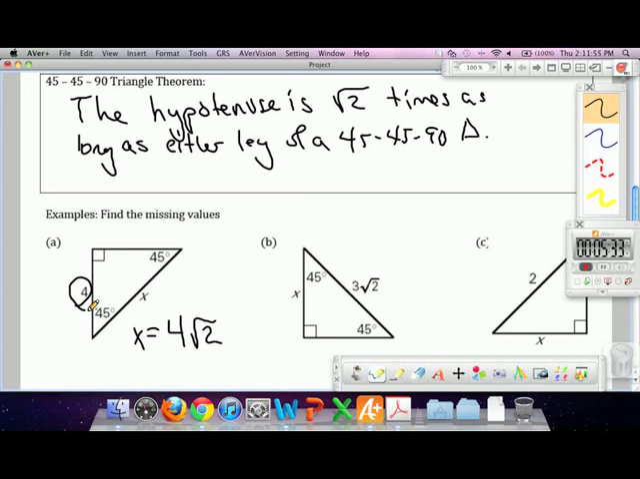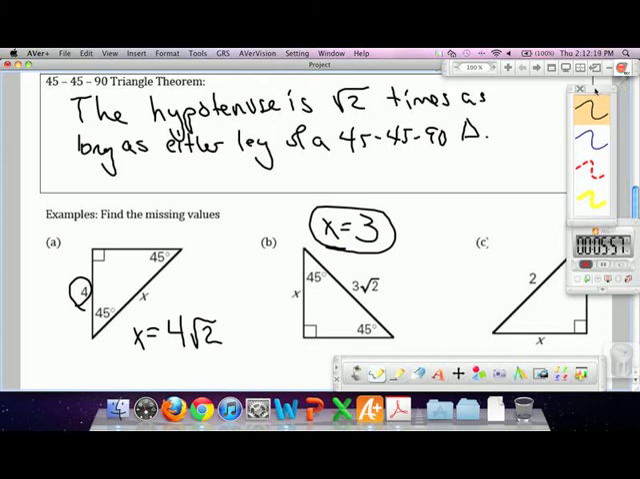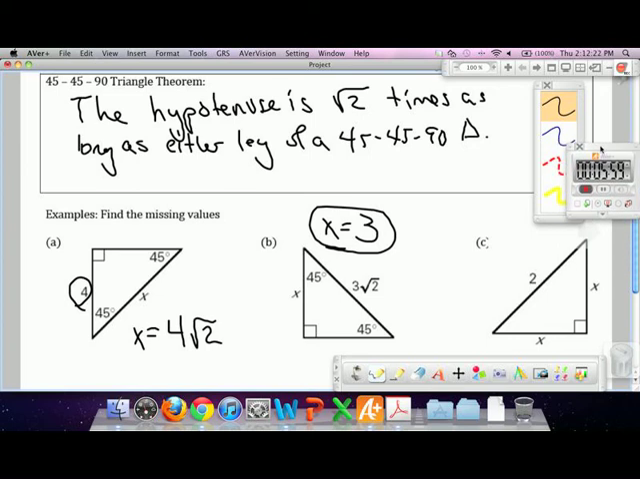If I tell you the hypotenuse, what should the measure of this leg be in this 45, 45, 90? What times root 2 is 3 roots of 2? 3 is. If I tell you the hypotenuse, say what times root 2 is 3 roots of 2? 3. So x has got to be 3.